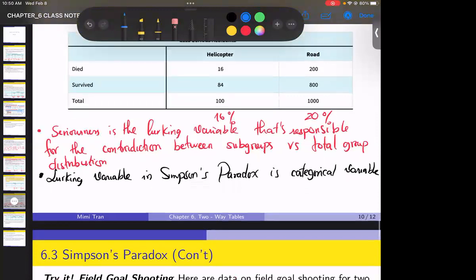So if you look at the marginal distribution, your observed association can be misleading because of the presence of the confounding variable, or lurking variable. So one more sentence. The observed association. What do I mean by association? Association between what and what?